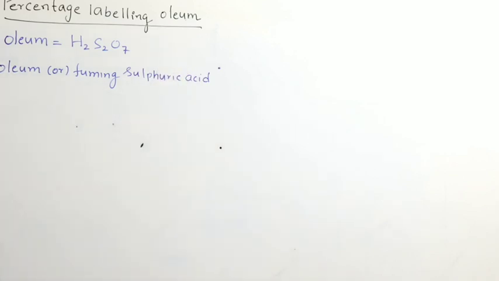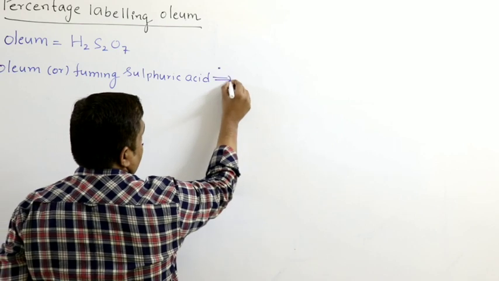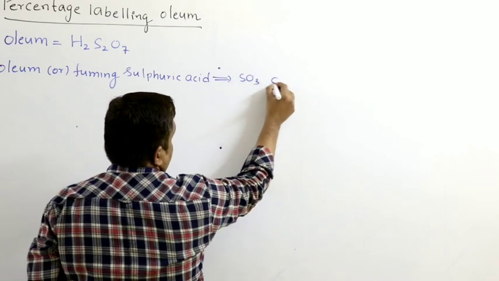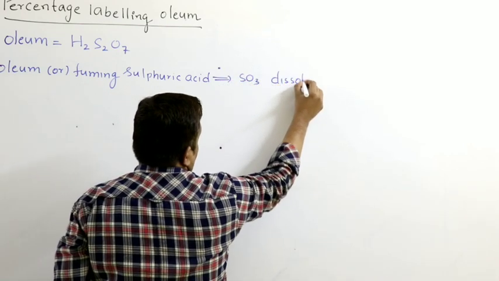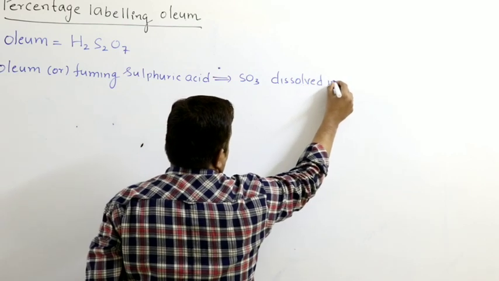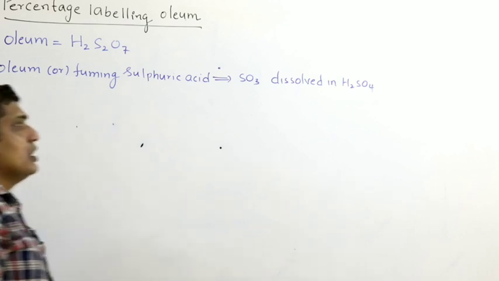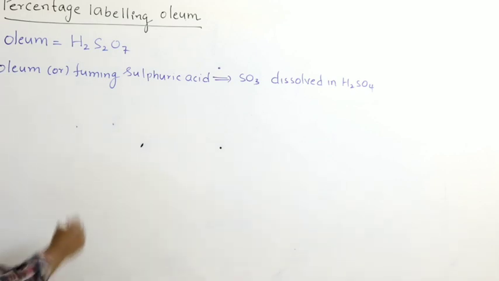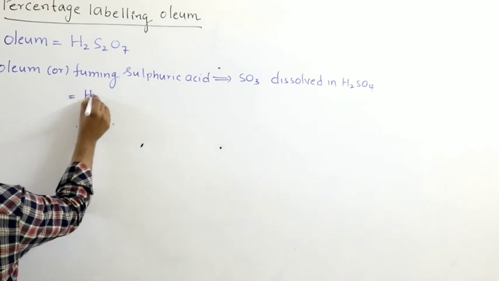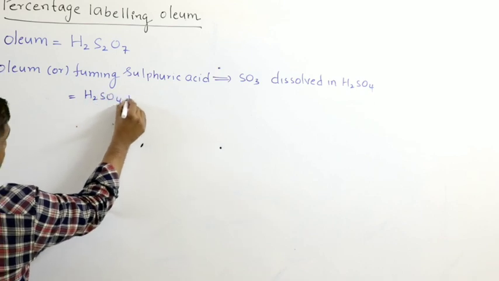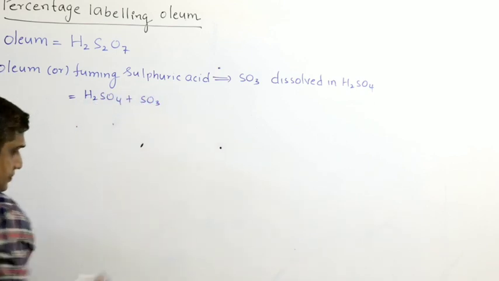Oleum or fuming sulfuric acid contains SO3 dissolved in H2SO4. SO3 dissolved in H2SO4. What is the meaning of this? That is H2SO4 plus SO3.